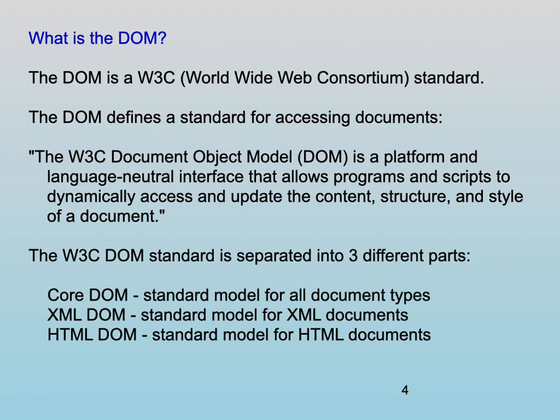The W3C DOM standard is separated into three different parts. The first part is core DOM, the second part is XML DOM, and the third part is HTML DOM. Core DOM is a standard model for all document types. XML DOM is a standard model for XML documents. And the third part is HTML DOM, a standard model for HTML documents. That is what we are discussing here.